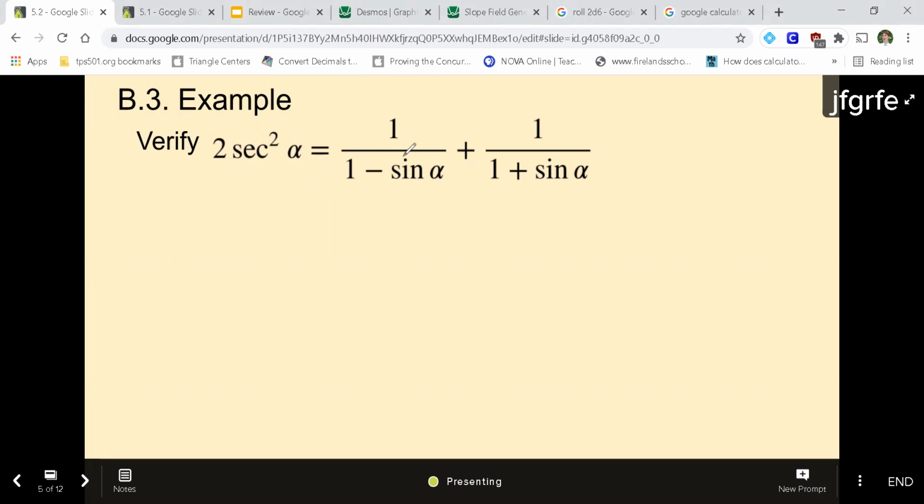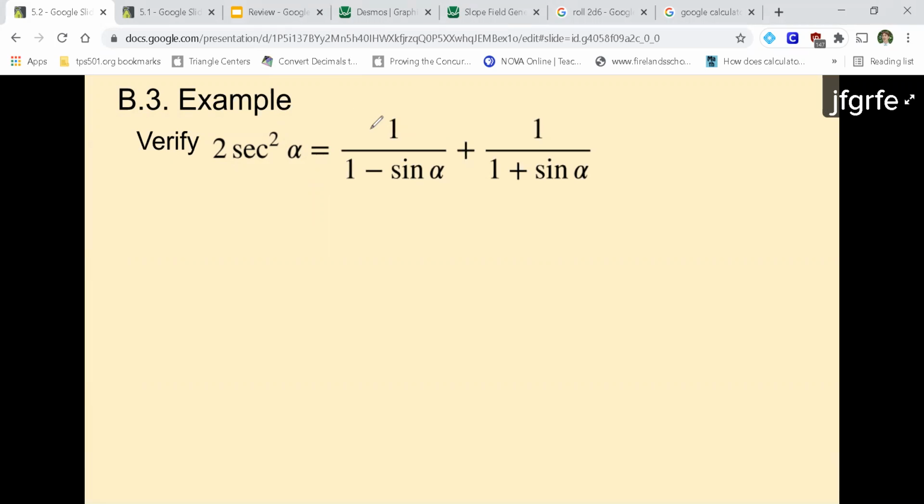So the trick for this one is, since we are verifying these, the other trick that you can do is you can pick which side you want to work with and then make it look like the other side. I will tell you, you always generally want to do the more complicated side because it's easier to condense stuff than it is to expand it. So actually for this problem, we're going to use the right side.